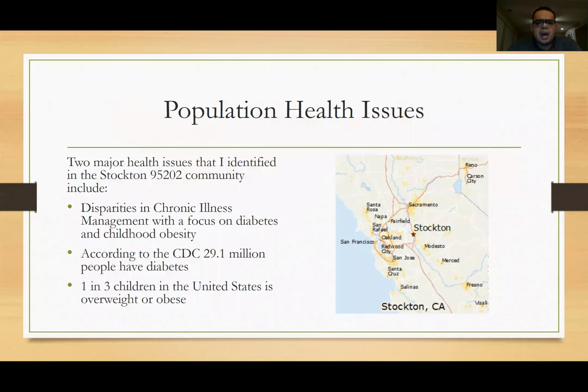So, population health issues. My interventions were based out in Stockton, California, in the 95202 community. I was able to identify disparities in chronic illness management with a focus on diabetes and childhood obesity. It's very interesting that according to the CDC, about 29.1 million people have diabetes, and 1 in 3 children in the United States are either obese or overweight.